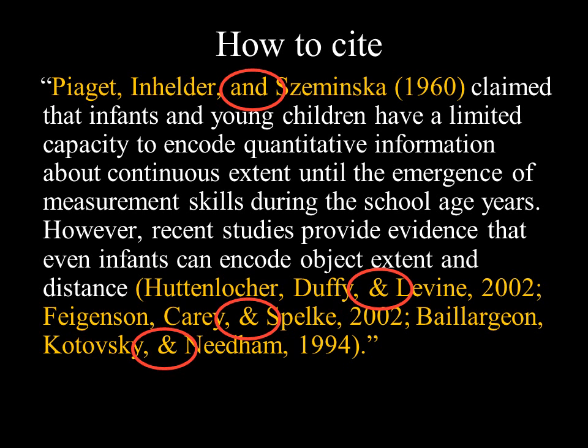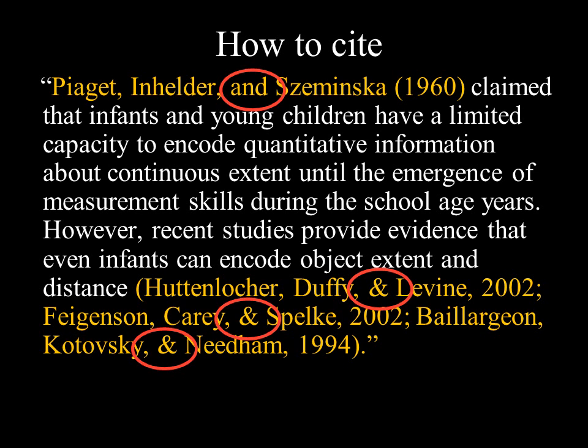However, look at the bottom. When I cite things in brackets, which are called parenthetical references, I use the ampersand, or that little "and" symbol. So you can see the difference between the word "and" and the ampersand that are used in both cases. You can also see some other little details: in the first case, there's not a comma after Szymanska, but when it's parenthetical, there's a comma after the last author. So you can see a comma after Levine, after Spelke, and after Needham. These are some of the little rules that are worth learning.